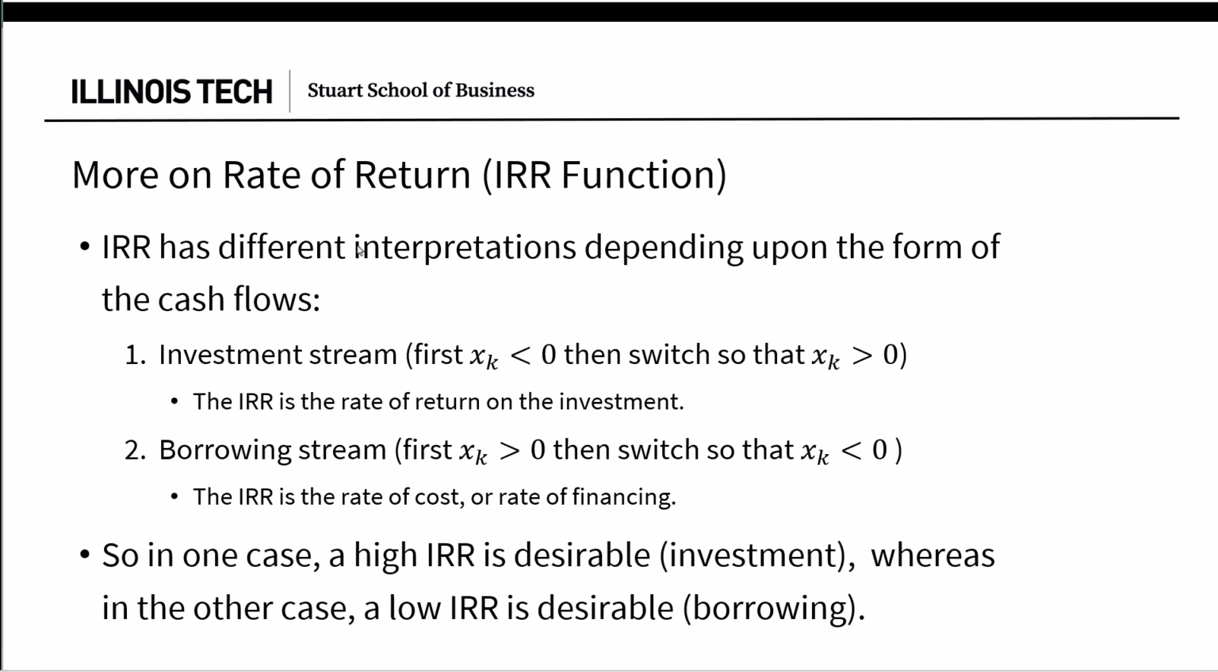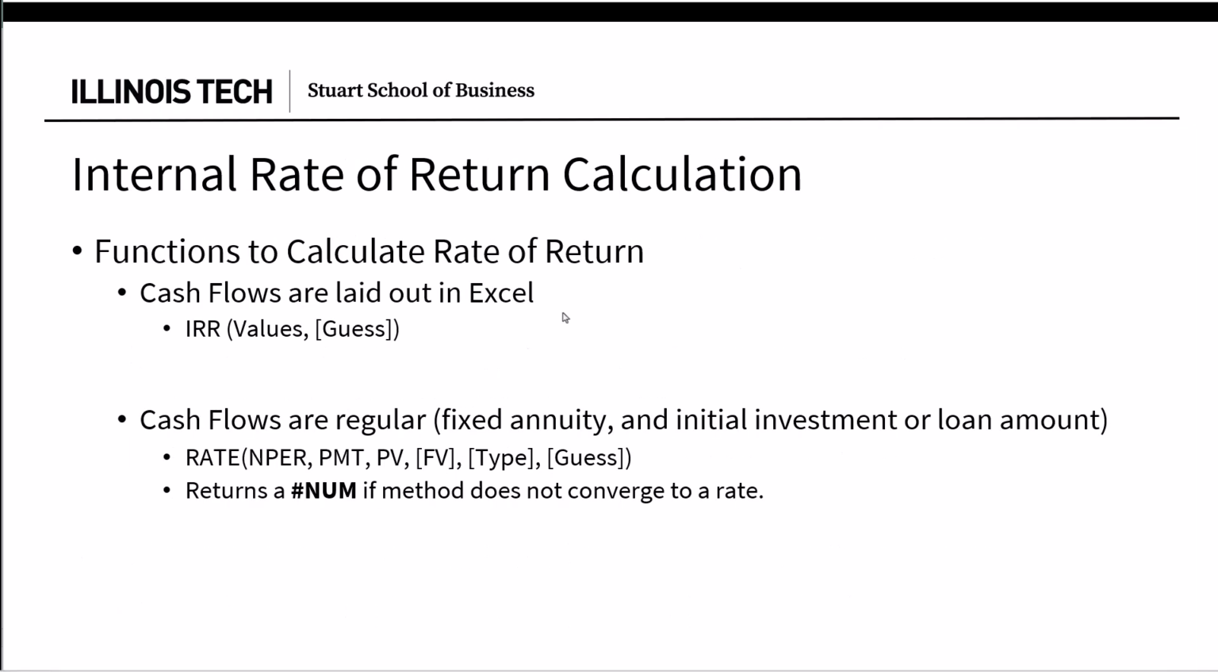And so in the first case, where we have an investment, we want a high rate of return. We want a high IRR. Whereas when we are borrowing and we have to pay back the money, we want a low return. We want a low IRR. There are actually two functions that we can use to calculate the internal rate of return. One is the IRR function, and with this function, you give the values and then a guess, and I'll talk about what the guess means in just a little bit.